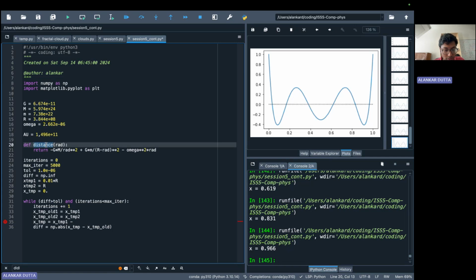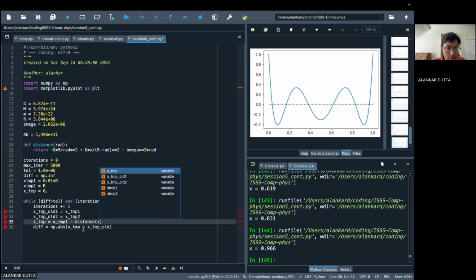let's call this distance. So we have this distance of xtmp1 times, you have xn, so xn is xtmp minus xtmp2, divided by, just pass this as distance.